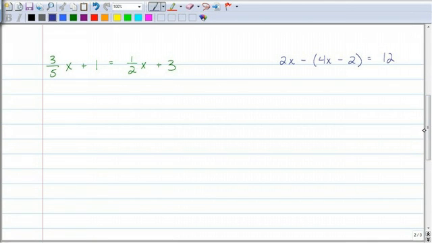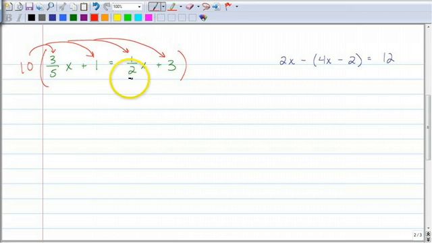What if the fractions are on opposite sides of the equal sign? Well, it still works out to be the same. We want to find a common denominator here. I can use 10. 5 times 2 is 10. But remember, we multiply every single term by that 10. So not just the fractions, everything on both sides of the equal sign by 10.